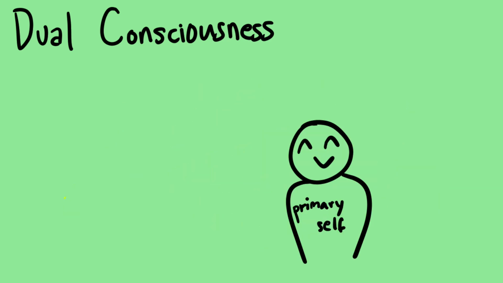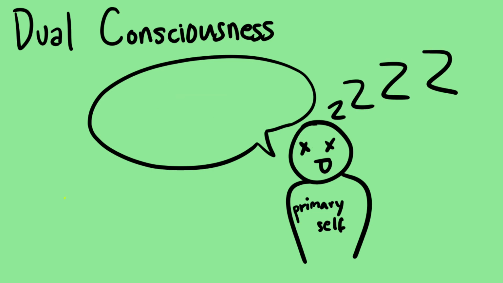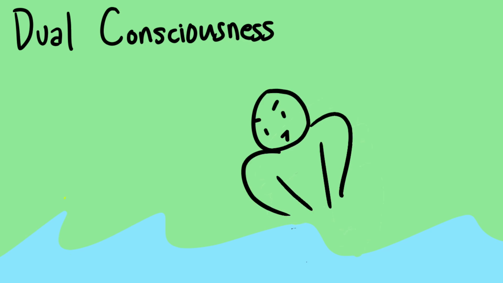In dual consciousness, the primary self allows us to analyze our circumstances based on our environment. This is typically disabled during our sleep, but in lucid dreams, the primary self wakes up, gaining its consciousness to self-reflect. Let's dive a little further.